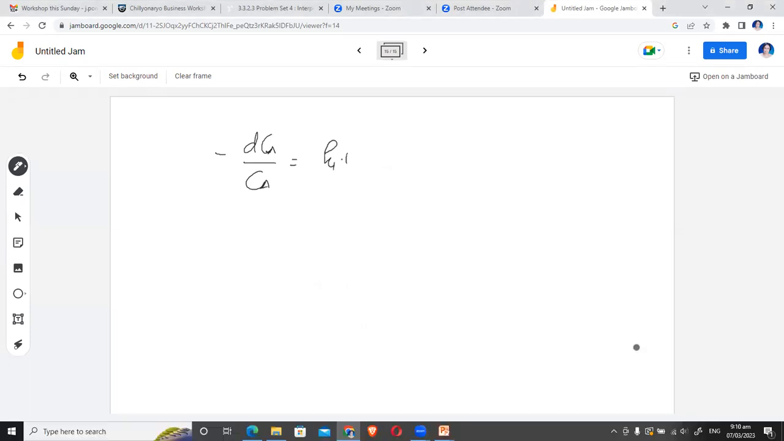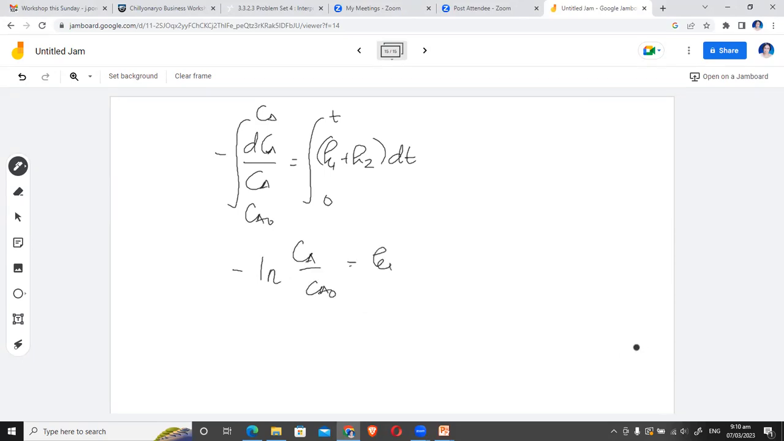K sub 1 plus K sub 2 dt. So you start with CAO and you end with CA at time T. So you have negative ln of CA over CAO is equal to K1 plus K2 times T.